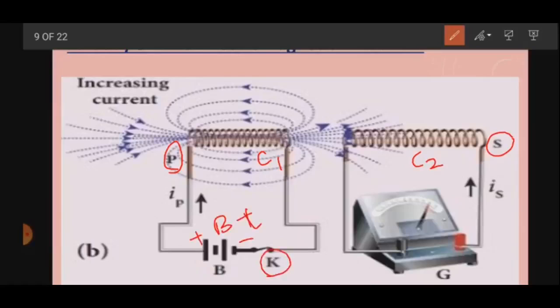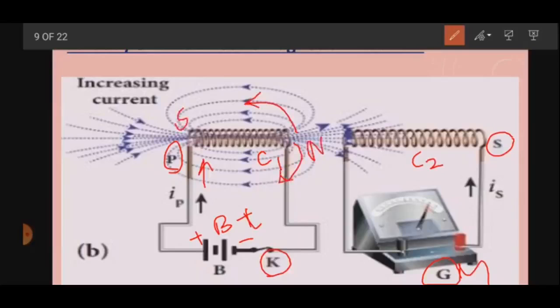Now the C2 coil is connected across the galvanometer. The galvanometer is nothing but a current-measuring device. In the primary circuit, now close the key. Current flows through the C1 coil, that is the primary current, and produces a magnetic field, with a north pole and a south pole.